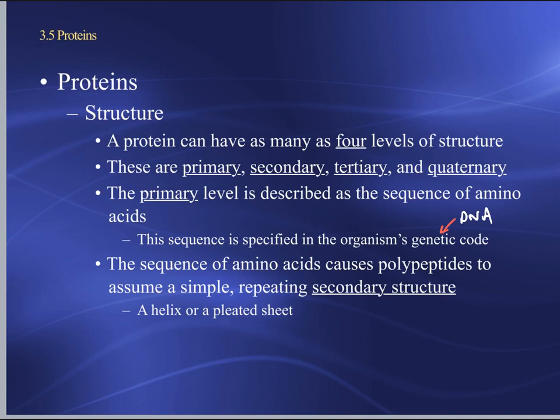The sequence of amino acids causes polypeptides to assume a simple, repeating secondary structure. So depending on what their primary structure is, the order of amino acids, you can get some three-dimensional structures, okay, secondary structures. So things like a helix or a pleated sheet, and if you don't have those in your notes or an example of what they look like, you should draw those in there. Helix and a pleated sheet, which we'll see here on the next slide.